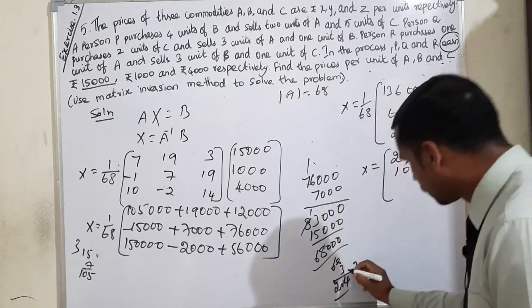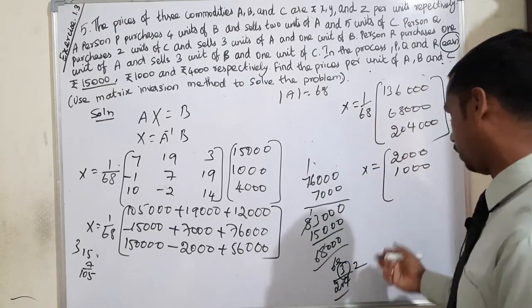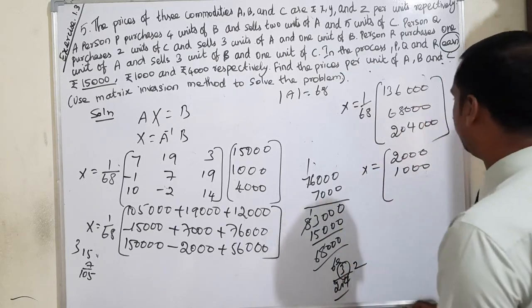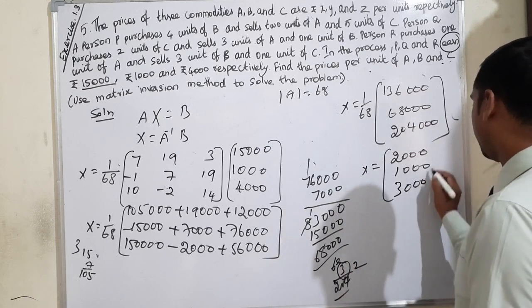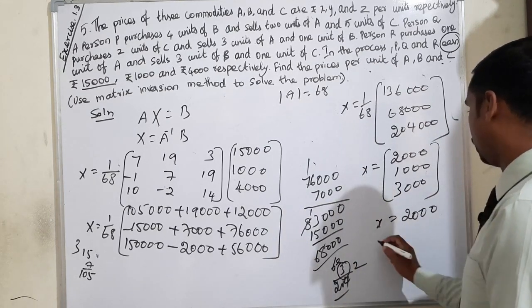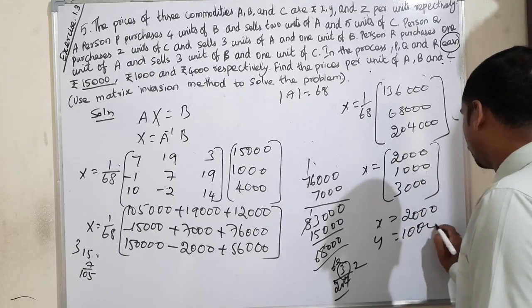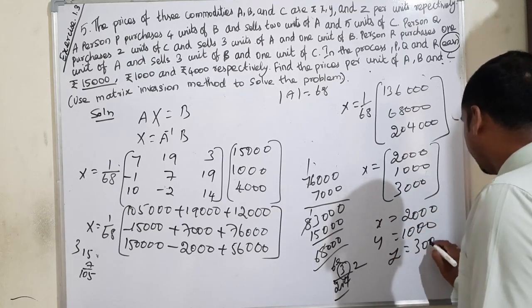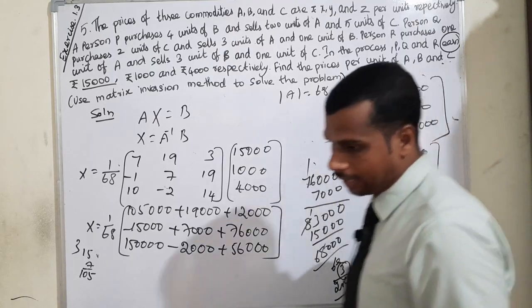Last one, just now we wrote 68 into 3. So triple of 68 means value will be 204. We can write it 3000. Therefore, x answer is 2000, y answer is 1000, z answer is 3000. Okay, this is our final answer.